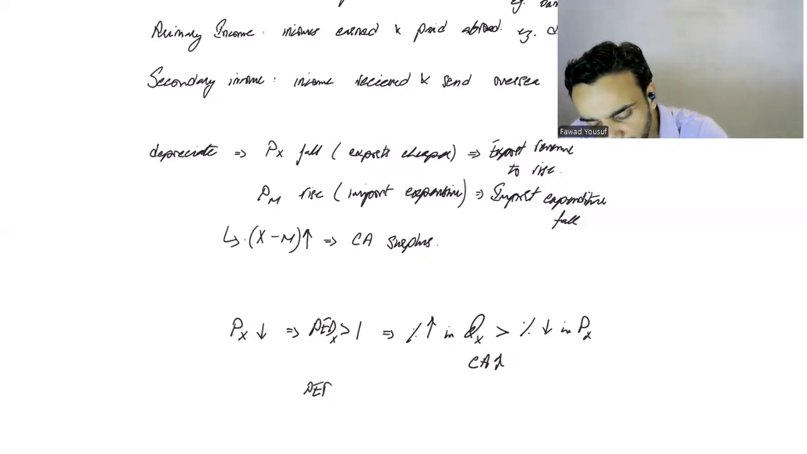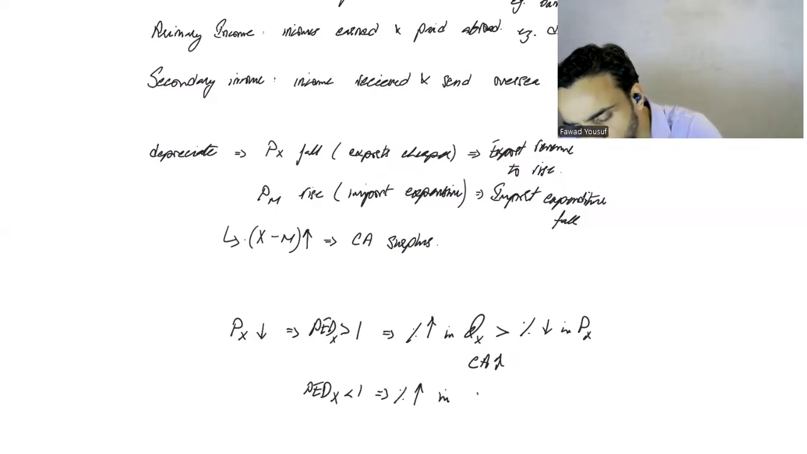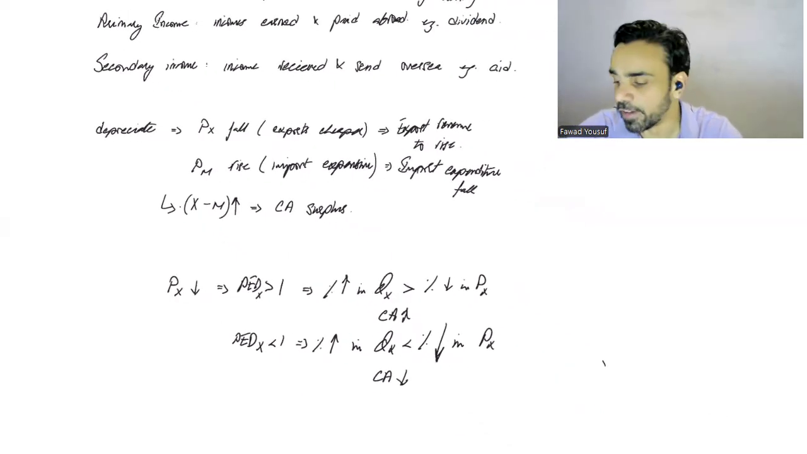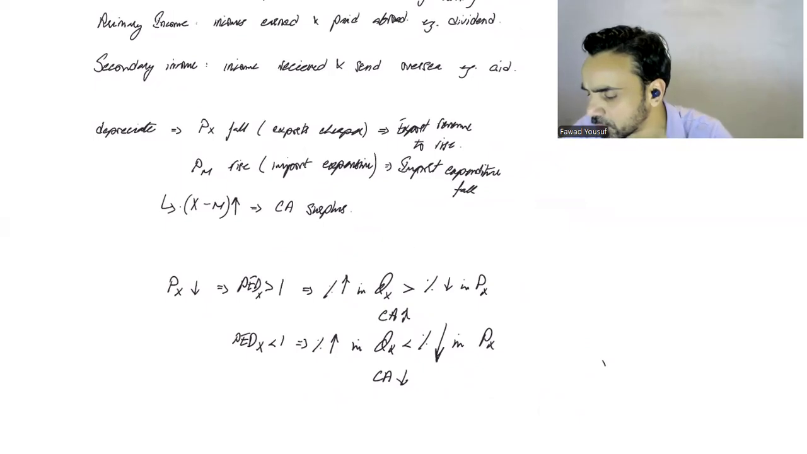But if this was inelastic, then the percentage rise in quantity for exports will be less than the percentage fall in the price of exports, and our current account will actually worsen as a result. So this counted within evaluation, so the kids were able to get that 1 mark, and also the value of the other sections of the current account.